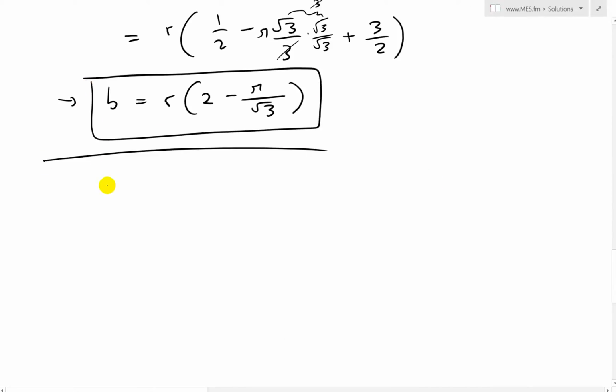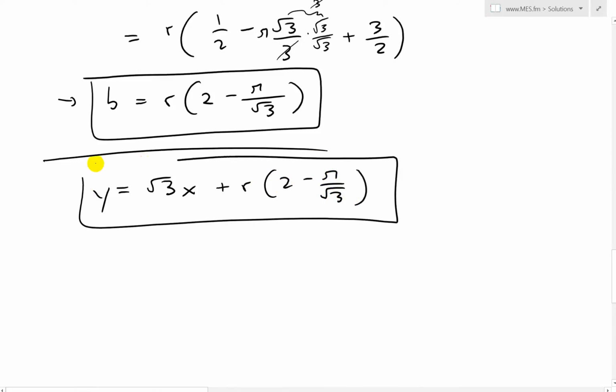So this means our equation is y equals m, which is square root 3 x, and then plus b, which is r times 2 minus pi over square root 3. And it's slightly different than my calculus book, just because I like doing it this way instead of the way they did it. So this is a better way in my opinion.